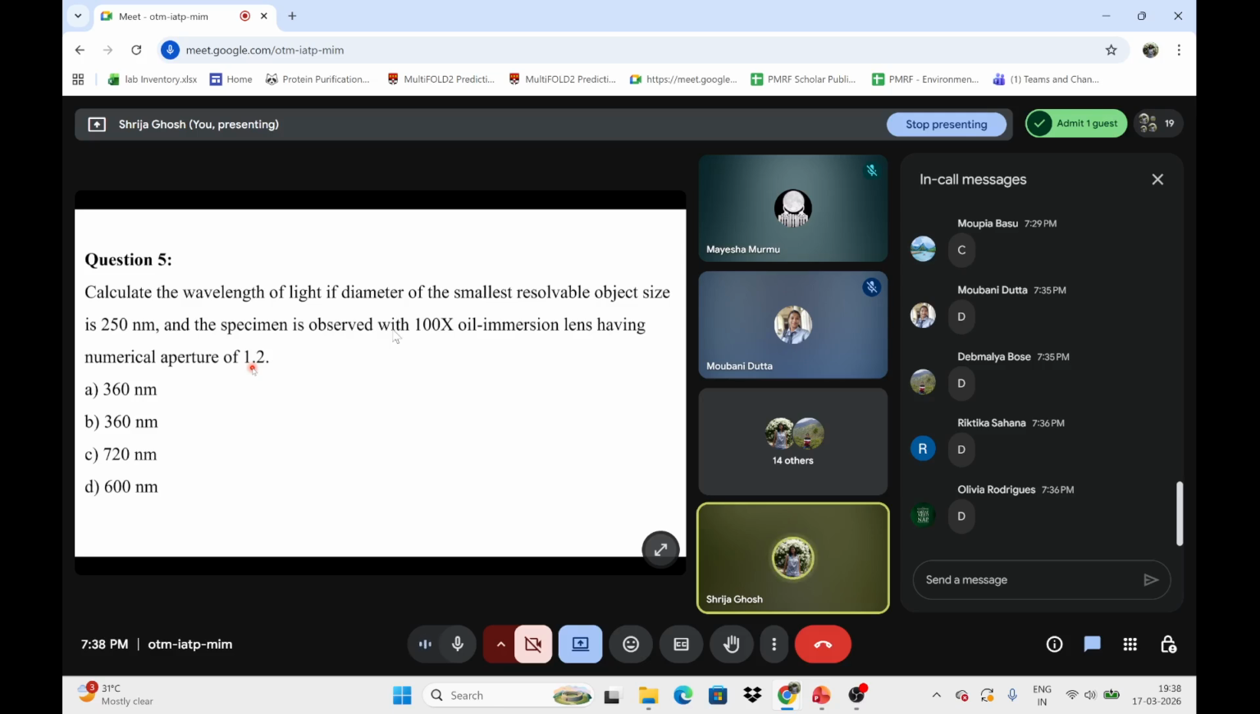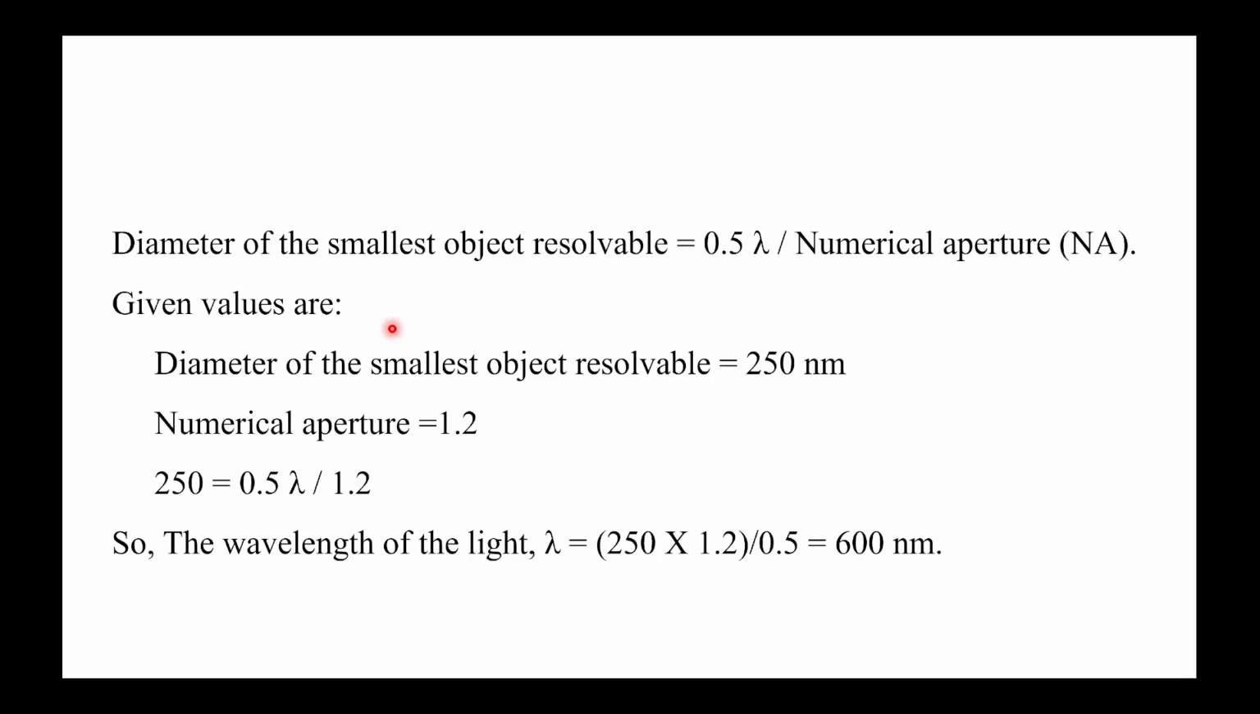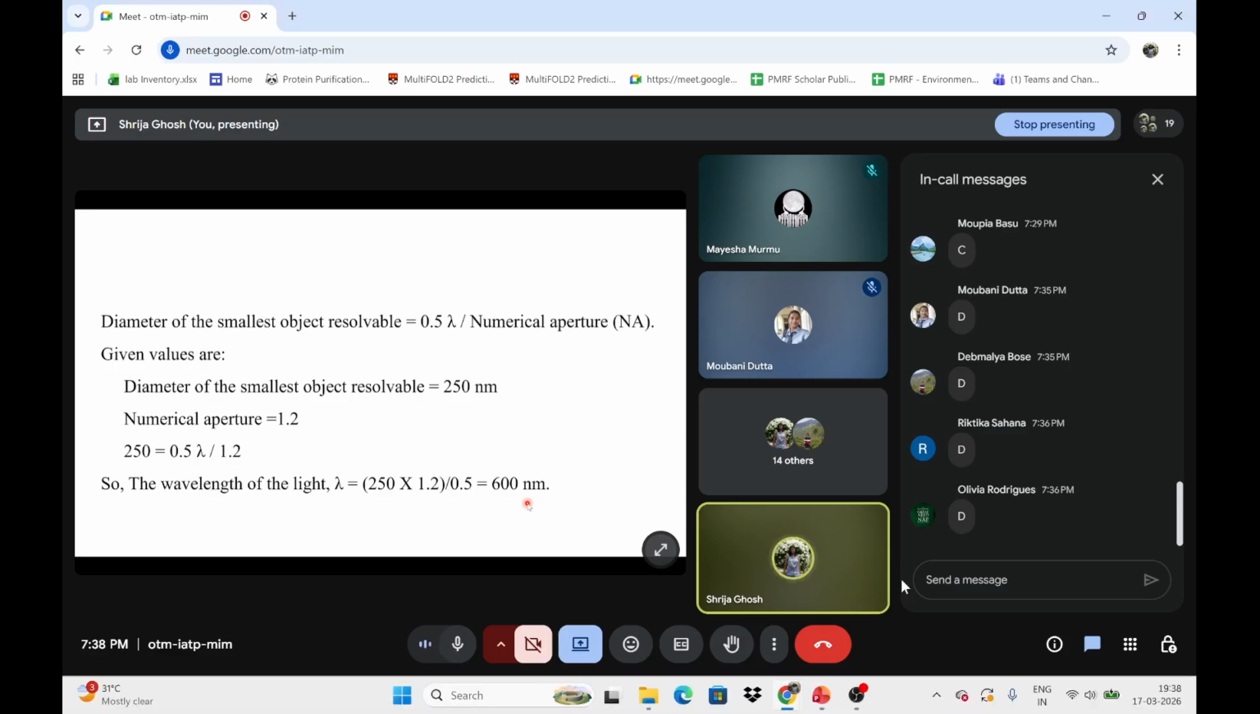Okay, so the 4 of you who have answered option D, 600 nanometer, that is the correct answer. This is how we have to solve it. Resolution is equal to 0.5 lambda by numerical aperture. Resolution is 250 nanometer, so 250 is equal to 0.5 lambda by 1.2. Now you can solve this: 250 into 1.2 divided by 0.5, or multiplied by 2. If you solve this, you will get the answer to be 600 nanometer.